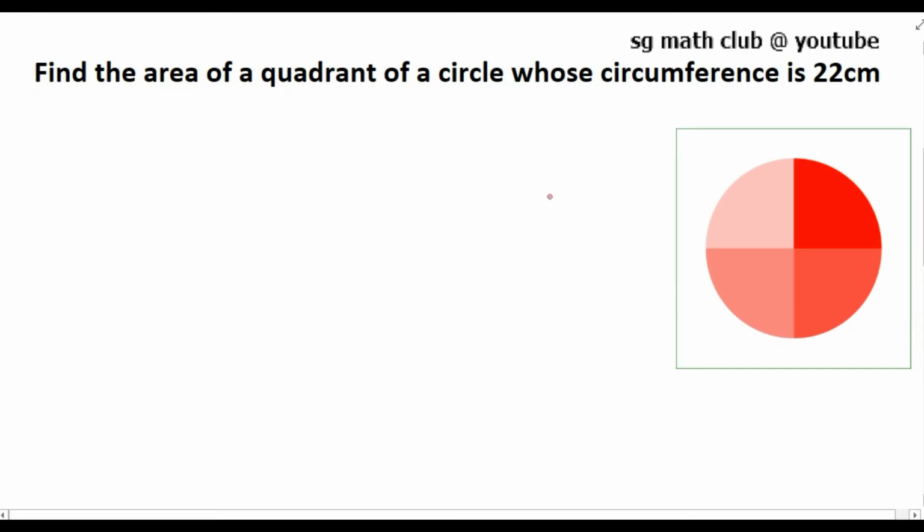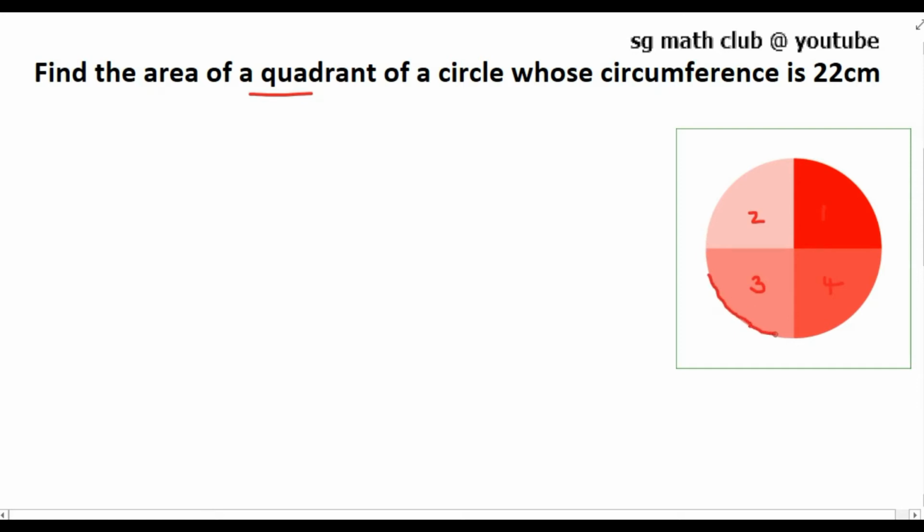Find the area of a quadrant of a circle whose circumference is 22 centimeter. Now quadrant means when you divide anything into 4 equal parts, each part is called a quadrant. So it has 4 quadrants here. We need to find the area of one quadrant of a circle, and the circumference they have given as 22 centimeter.